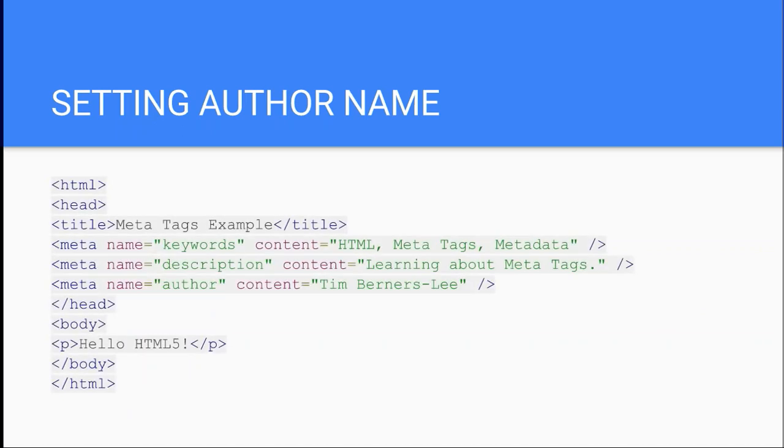So currently we are skipping this particular part, and the next tag is setting the author name. How do we set the author name? Like this. This meta tag is name keywords, content HTML, meta tags and metadata, meta name description, learning about meta tags, and author name, content Tim Berners-Lee. You can execute this code and it's not going to show up in the web browser because it's a meta tag, so it will stay behind. It will help the search engine to find you, but it's not going to display.